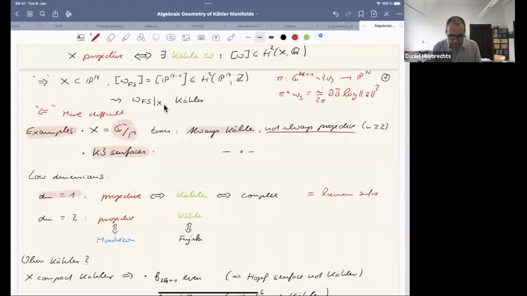In dimension two, the situation is a little bit more interesting. Once again, there's no difference between projective and Moishezon. And similarly, there's no difference between Kähler and Fujiki. Remember, Moishezon was everything that looks like a projective manifold on a big open set. Fujiki is everything that looks like a Kähler manifold on a big open set. So there's no difference because everything is so small. But projective still implies Kähler, that always holds, but the other direction is not true. Okay. And of course, there are also complex manifolds that are not Kähler.